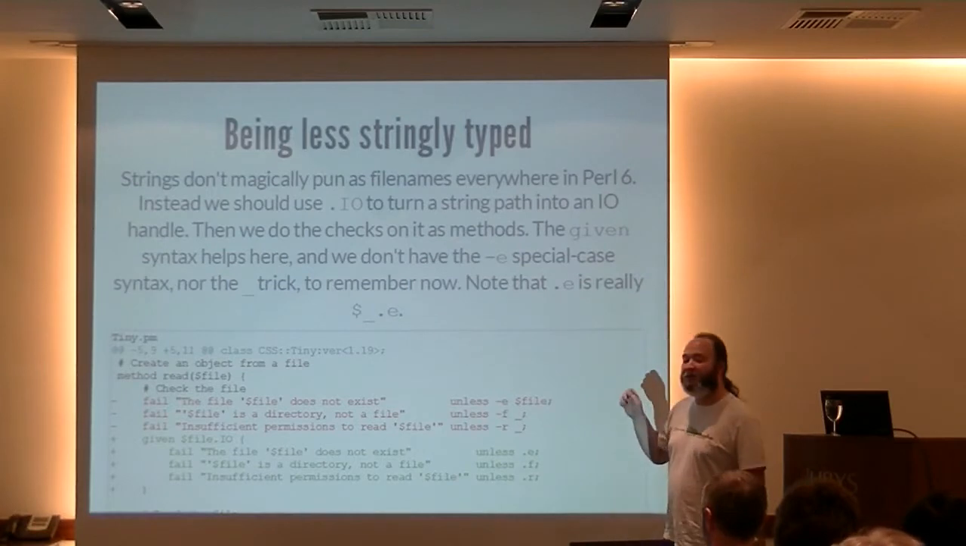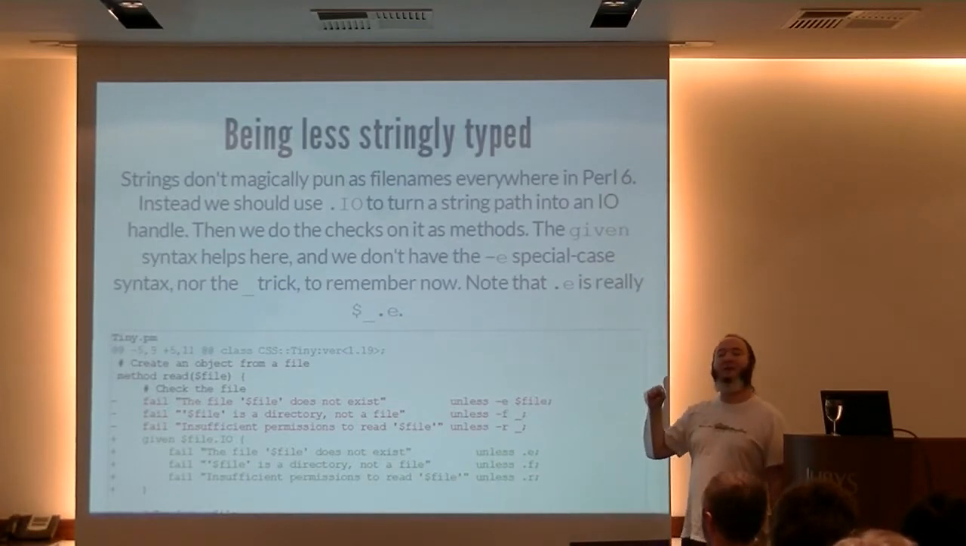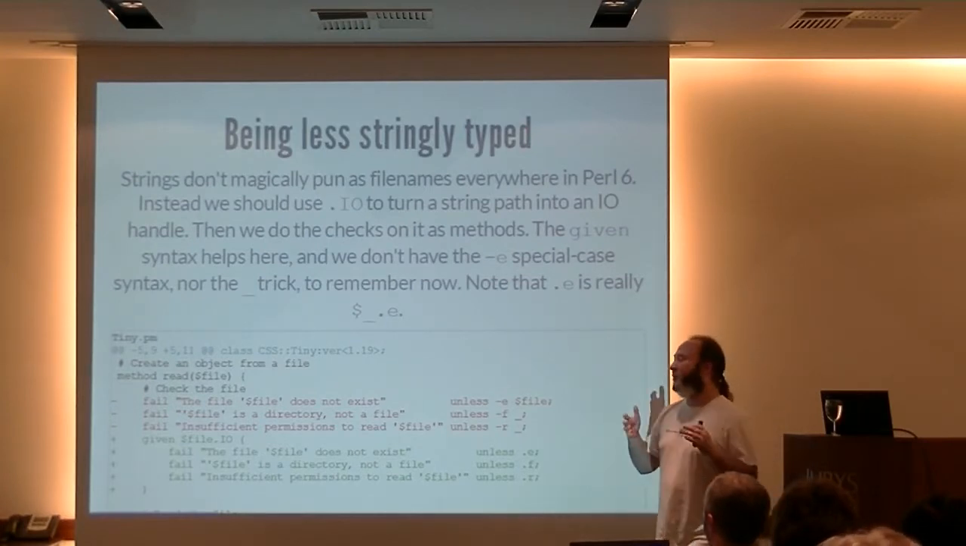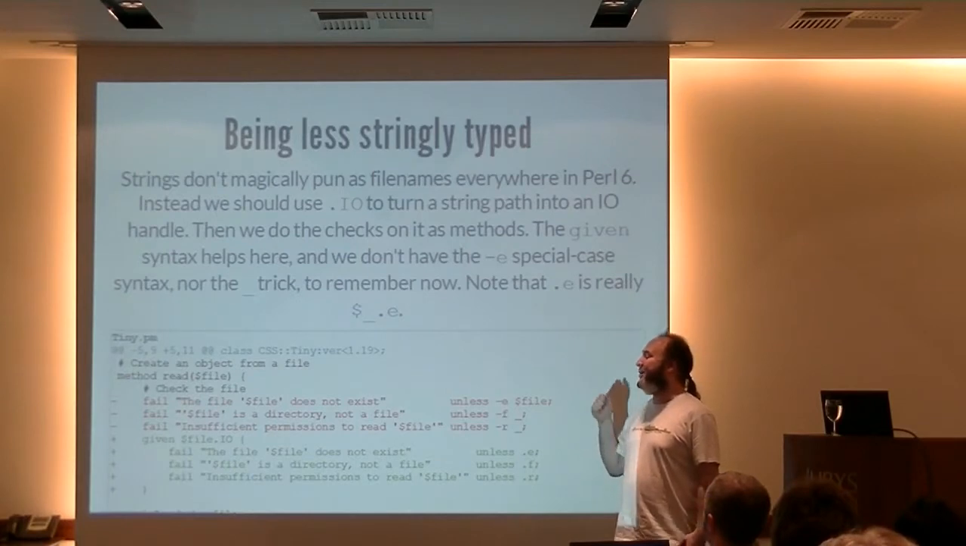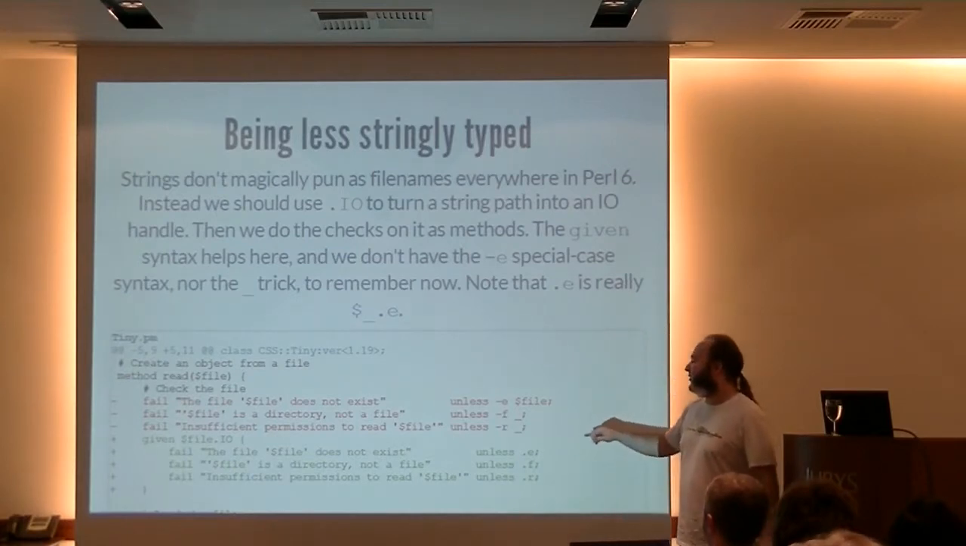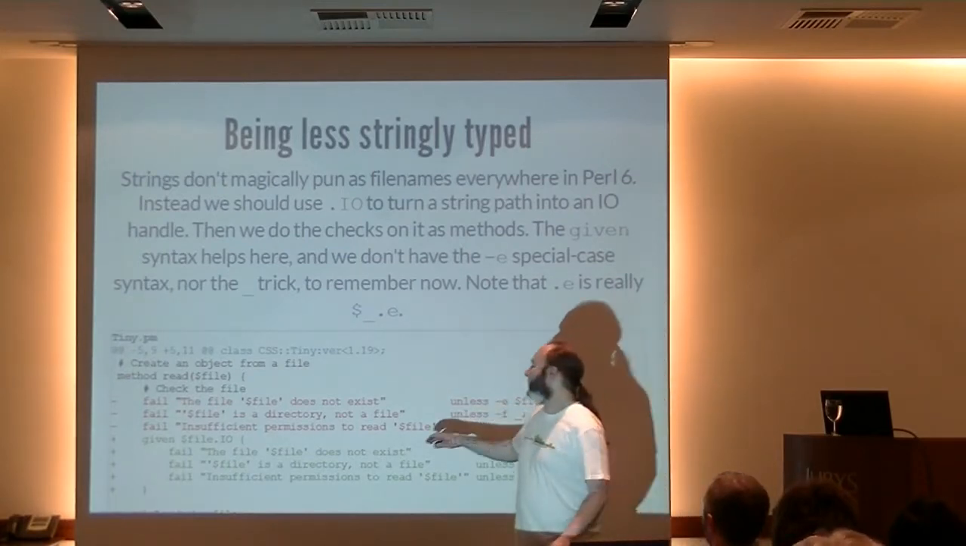The only thing is that because you have to call them on an I/O handle, rather than just on a string, you can't just take a string file name and say .e. That is not going to work out. So we actually need them to be a file handle. Now, we can actually do something that's kind of convenient.